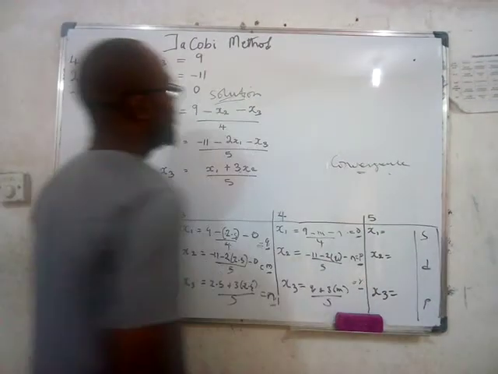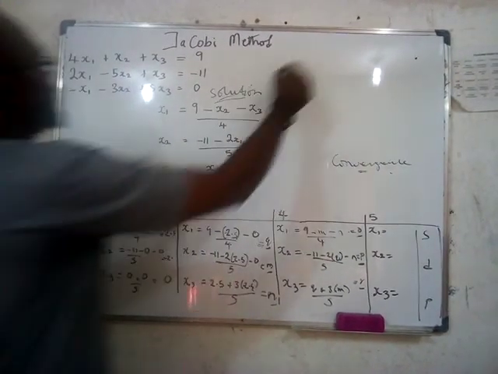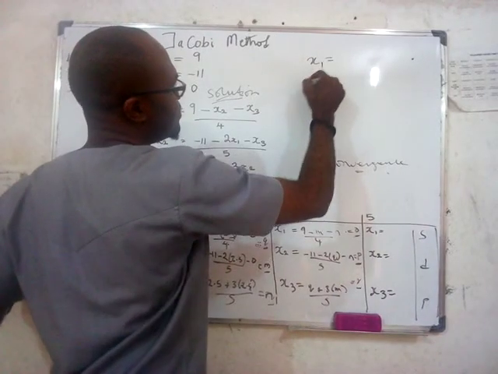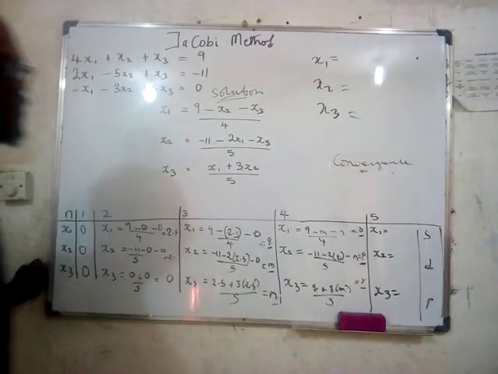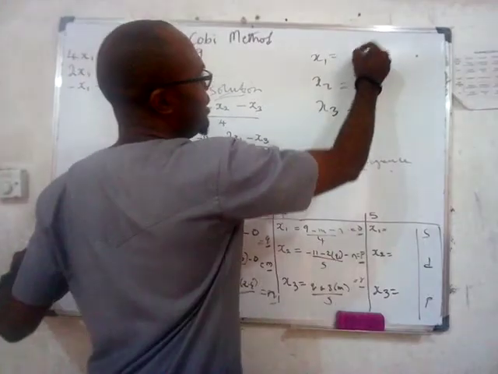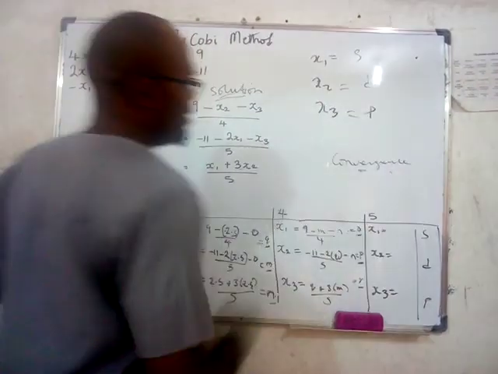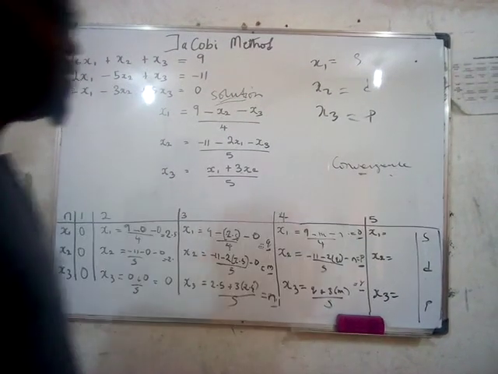So bring out those values, they become the actual values of your what? x1, x2, and what? x3. So, and that gives the equation. So if it is SDP, then it's going to be SDP as your value. So that is Jacobi method.